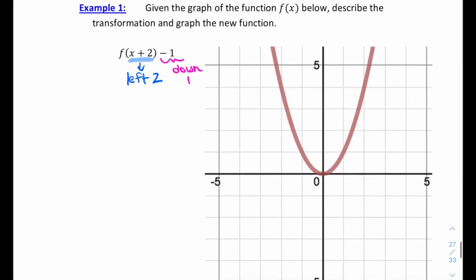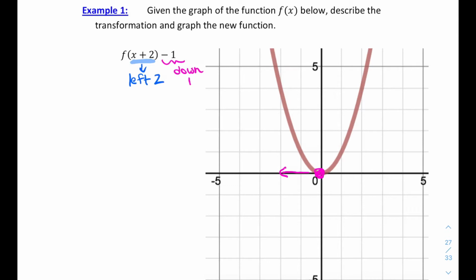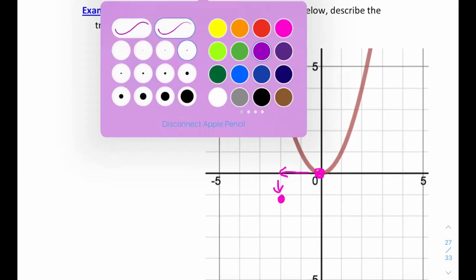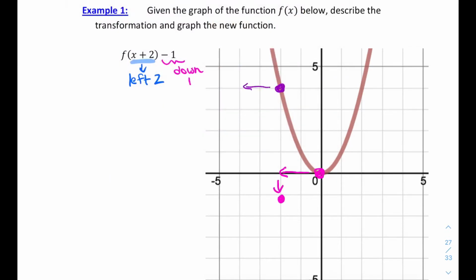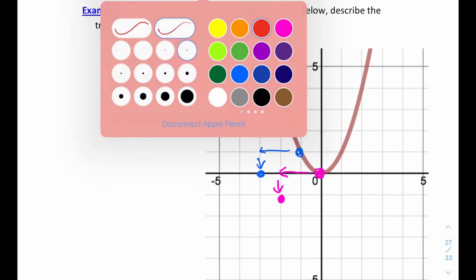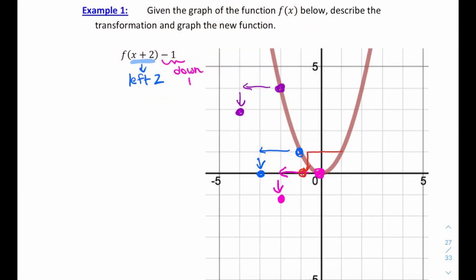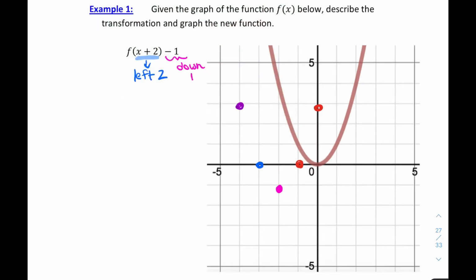So if I want to graph my new function, one way you could do it is just take a point on your original function and count over left 2, down 1. If you pick the ones that are on nice grid lines, it makes it a little bit easier. So do some here. Make sure that you do enough points so that you can get the full shape of your new translated function. And then draw in your line and connect them. So my new translated function, f of x plus 2 minus 1, looks like that in green.